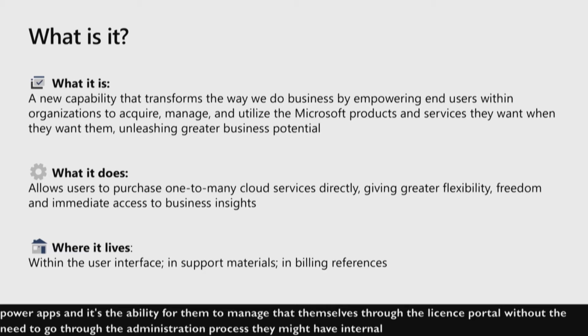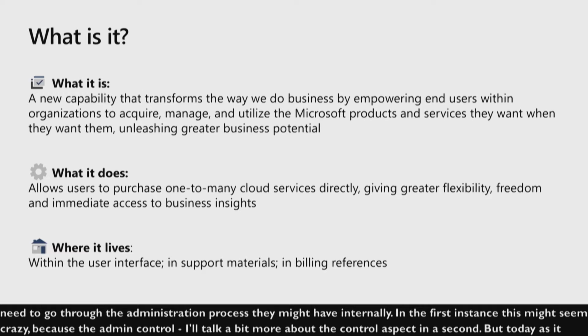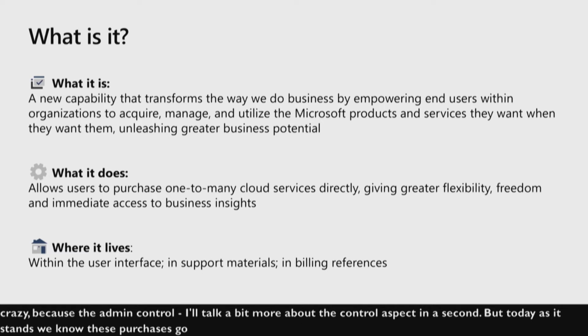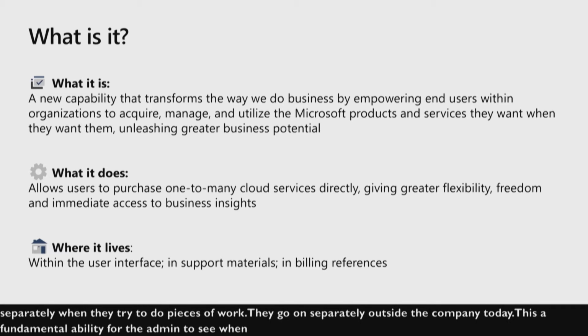Now, in the first instance, this might seem like a crazy idea because the admins want control of it, and I'll talk a bit more about the control aspect in a second. But today, as it currently stands, we know these purchases go on anyway. They're going on via credit card, they go on via their own tenants, they do separately when they're trying to do pieces of work. They do go on separately outside of the company tenant today. This is fundamentally an ability for the admin to be able to see when those purchases happen because they'll be going on through that business tenant.